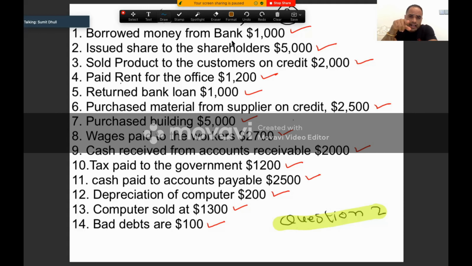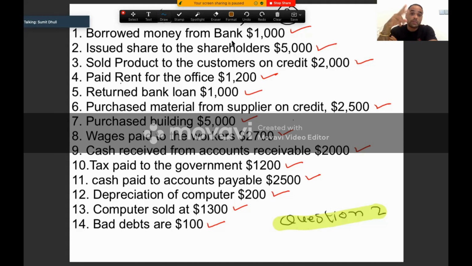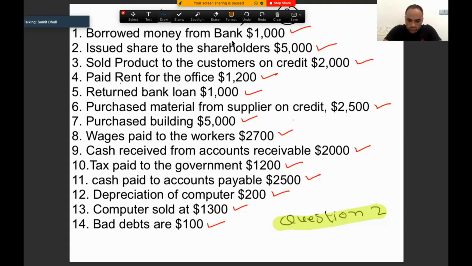We are preparing T accounts for one asset, not all the assets. Machine one, machine two, machine three, machine four. If we have 4 machines, we prepare 4 different journal entries. If we have 2 computers, we prepare 2 journal entries for 2 different computers. I mean each computer has its own journal entry.